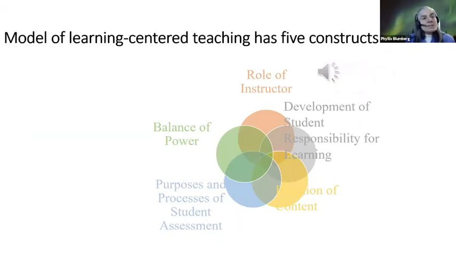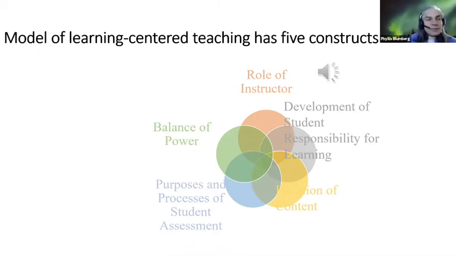So Mary Ellen Weimer developed this framework of 5 constructs. These are the role of the instructor. I'll be going around the Venn diagram starting at the top. The development of student responsibility for learning, the function of content, the purposes and processes of student assessment, and the balance of power. I refined her concepts, defined what each construct means, and how they can be used. Much research supports the validity of each construct. As the Venn diagram shows, this is an integrated model, yet the sum of the model is greater than the individual parts in terms of impact on student learning.